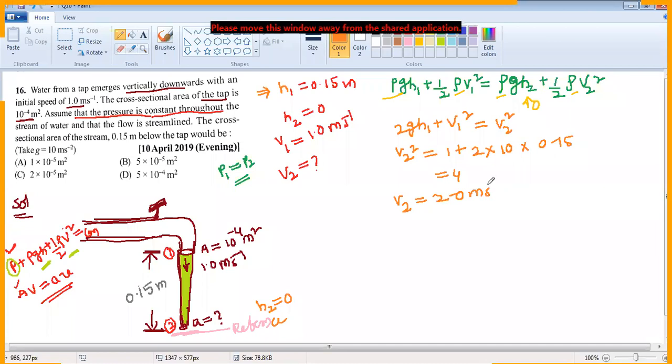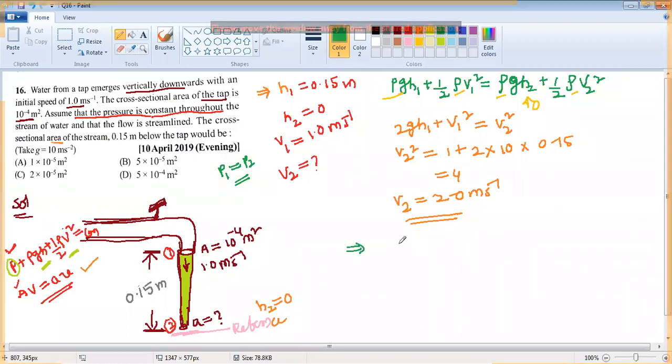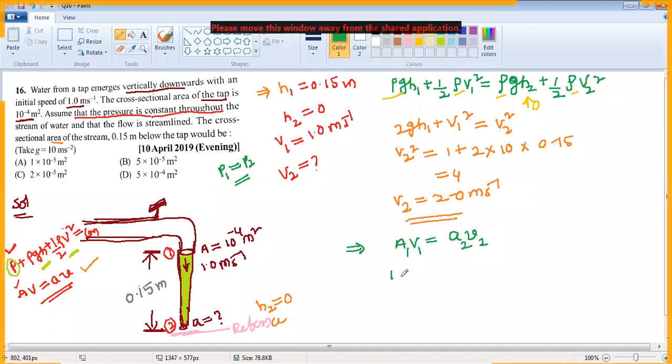This is the speed at the bottom point, which is this point. But actually, he was not asking that. He was asking about the cross-sectional area. Now you go to the equation of continuity. A into V is equal to A into small v. That's A1 V1 equals A2 V2. So A1 is nothing but the area, this is 10 power minus 4.